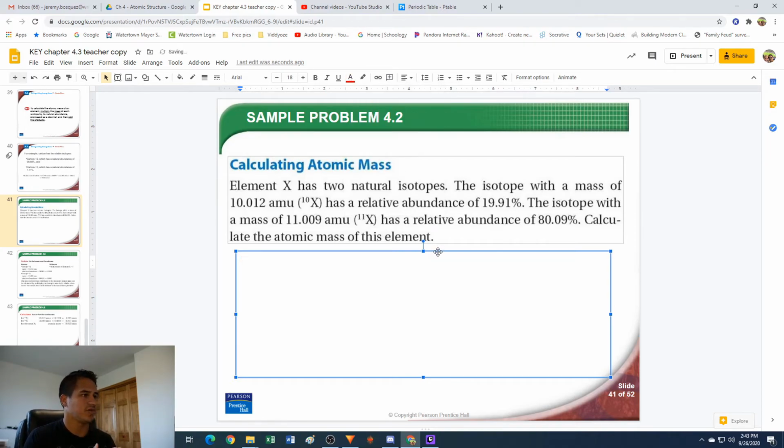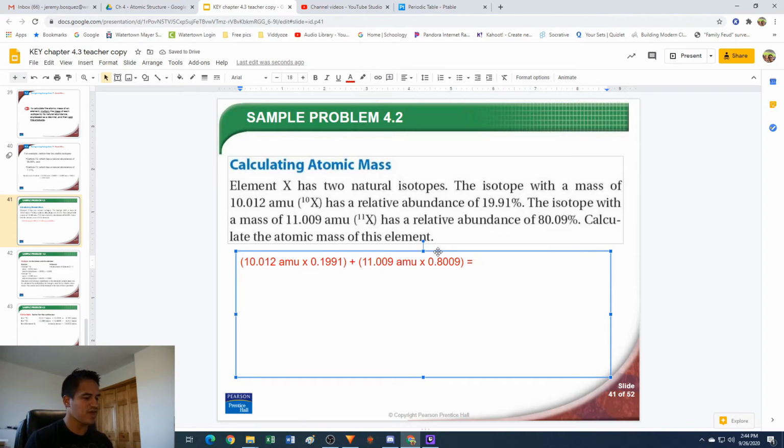Okay, so here's what we're going to do. We're going to go 10.012 AMU, that's the first isotope, times its abundance as a decimal. So 19.91% is 0.1991, okay? That's how we express it as a decimal. And then we're going to do that plus the next one. The next isotope is 11.009 AMU times its abundance, which again as a decimal, 80.09% is 0.8009. And those are the only two that were given.